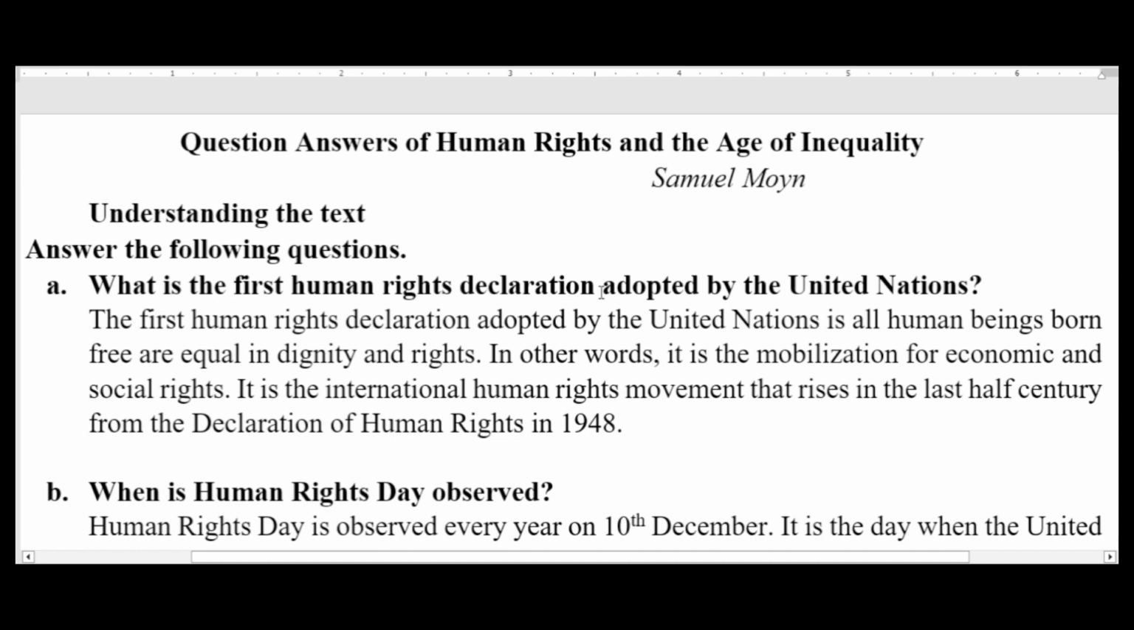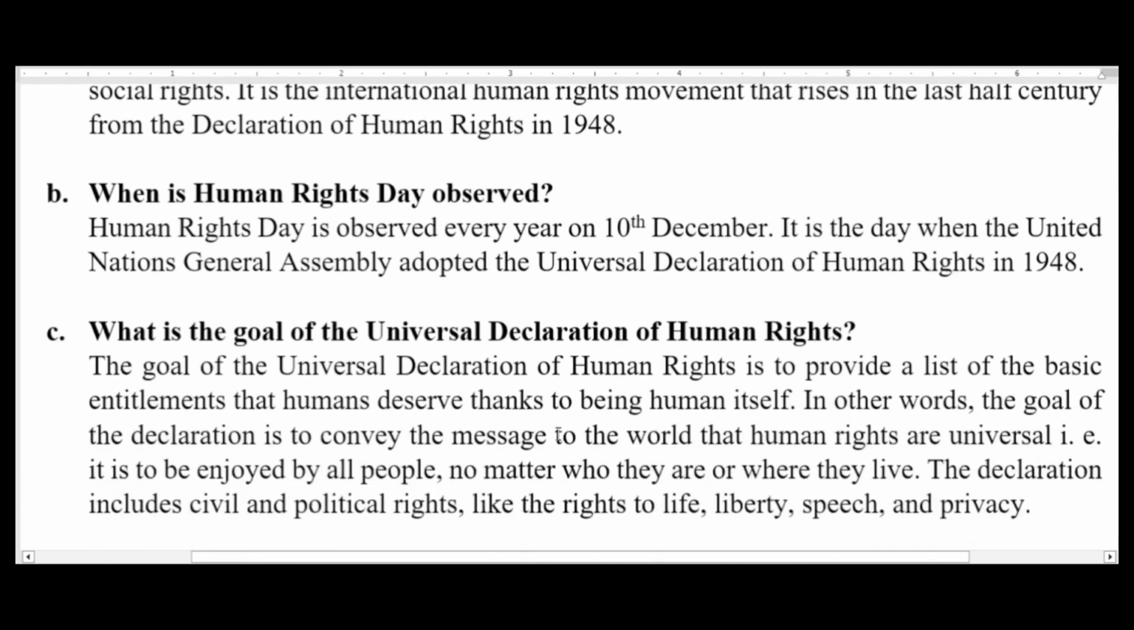What is the first human rights declaration adopted by the United Nations? The first human rights declaration adopted by the United Nations is: all human beings are born free and equal in dignity and rights. In other words, it is the mobilization for economic and social rights. It is the international human rights movement that rose in the last half century from the Declaration of Human Rights in 1948.